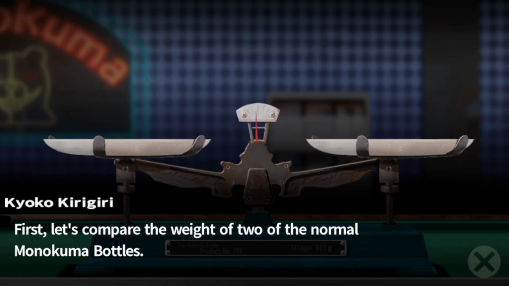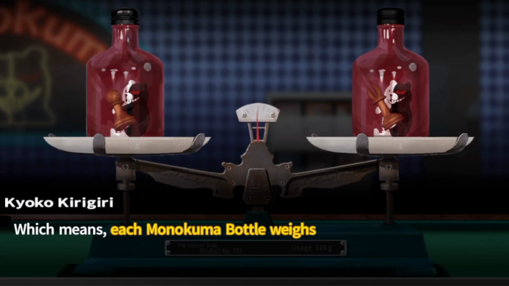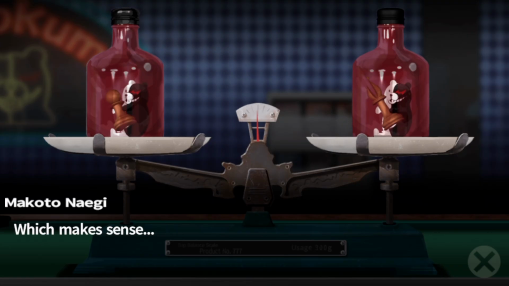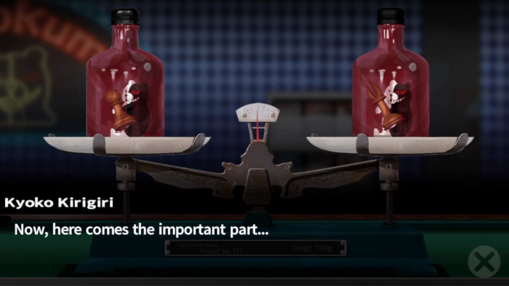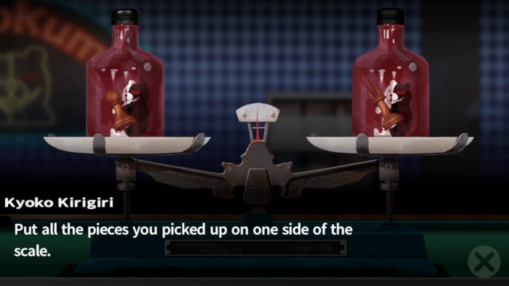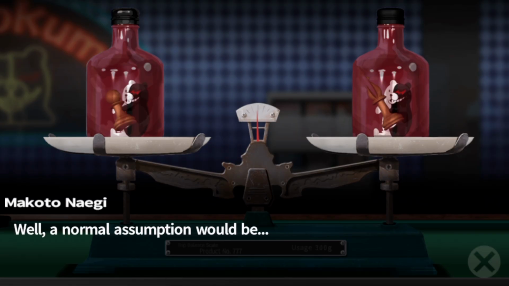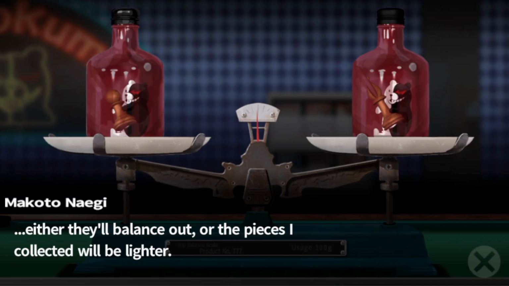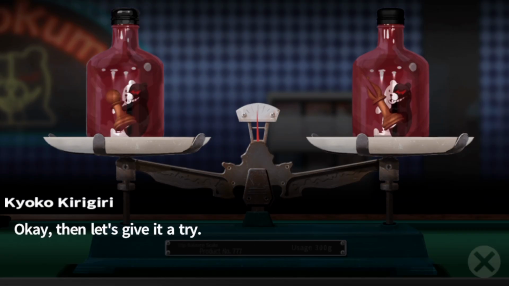First, let's compare the weight of 2 of the normal Monokuma bottles. Okay, yeah, they balance, which means each Monokuma bottle weighs about the same. That makes sense. The Monokuma figures inside are basically the same, and nothing else could really affect the weight. Now, here comes the important part. Put all the pieces you picked up on one side of the scale. Now, what might we expect to see? Well, a normal assumption would be either they'll balance out or the pieces I collected will be lighter. I did my best to get them all, but there's a chance I could have missed some here and there. Okay, then let's give it a try.